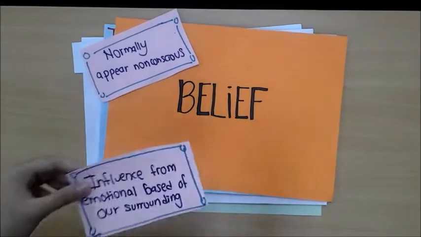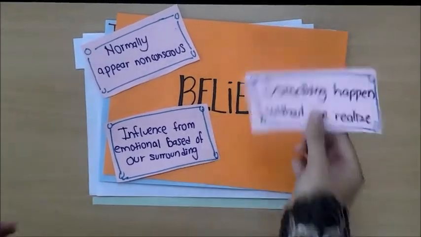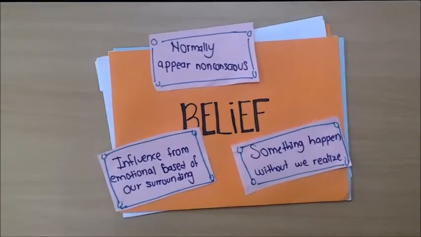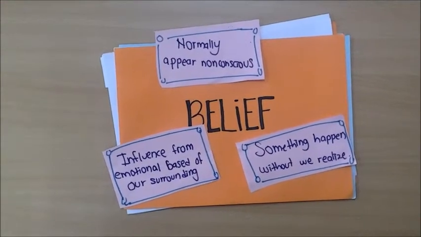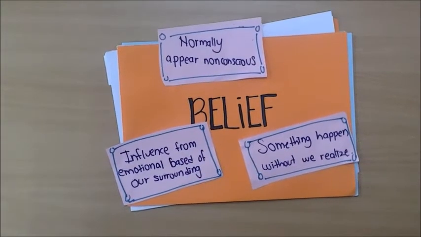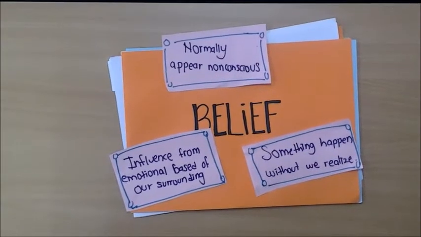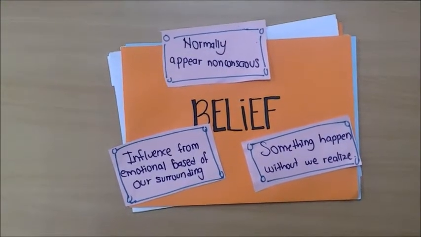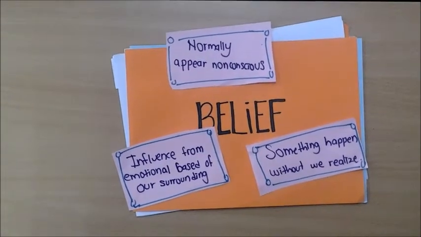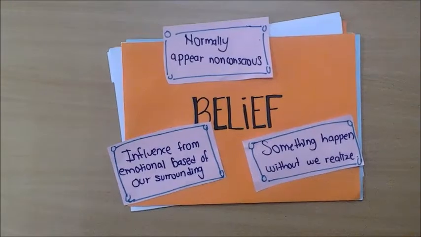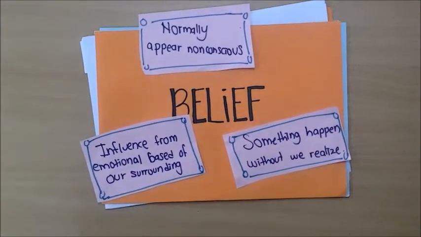It is also influenced by emotions based on our surroundings. Normally, it happens without us realizing it. Based on our observation, we can see that employees at a fast food restaurant had a high belief in working there. The probability of the fast food restaurant being robbed is lower. This is because customers keep coming and the staff at the fast food restaurant are also many. Therefore, their belief has an effect on their attitude during work.